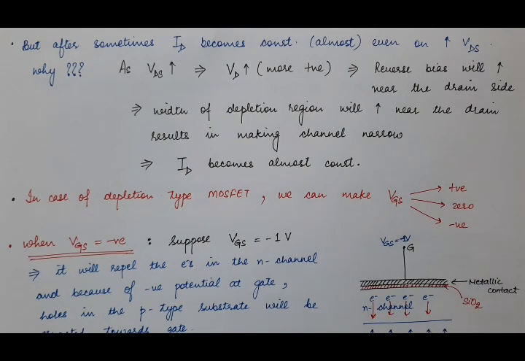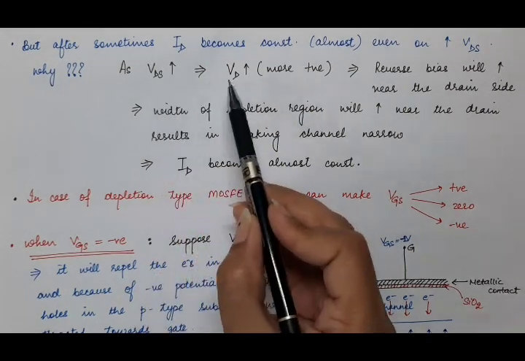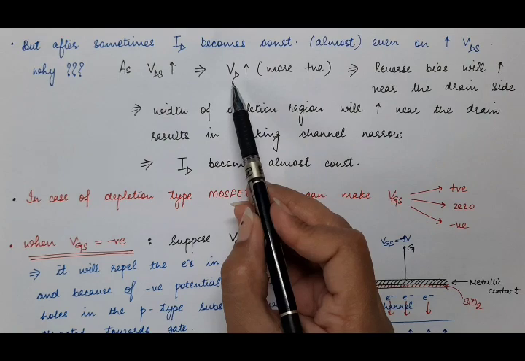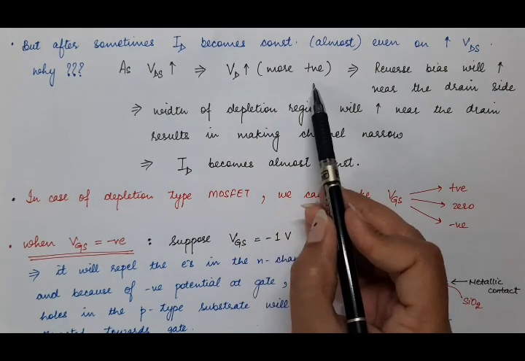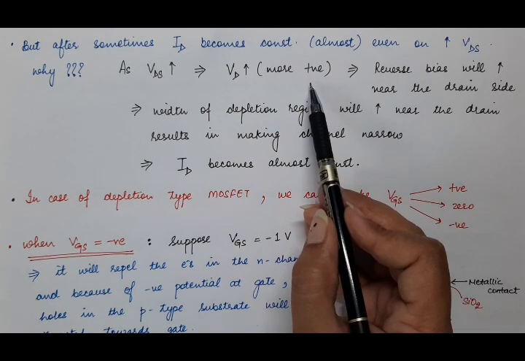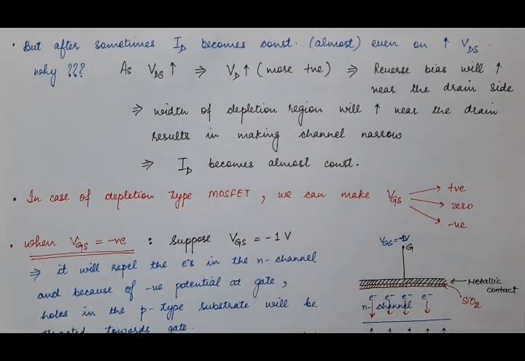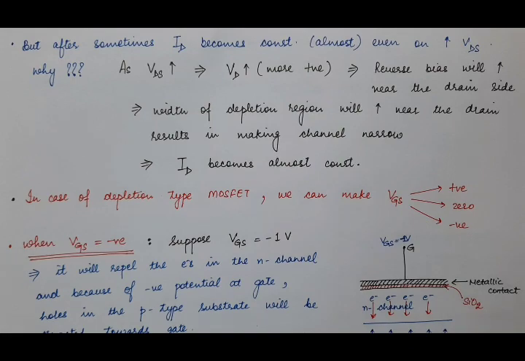I have already told you that as we increase VDS, the potential at drain increases. It means the drain terminal becomes more positive, and this drain terminal is connected to the PN junction formed by the drain and the P-type substrate. So this positive potential is connected to the N-type drain terminal.